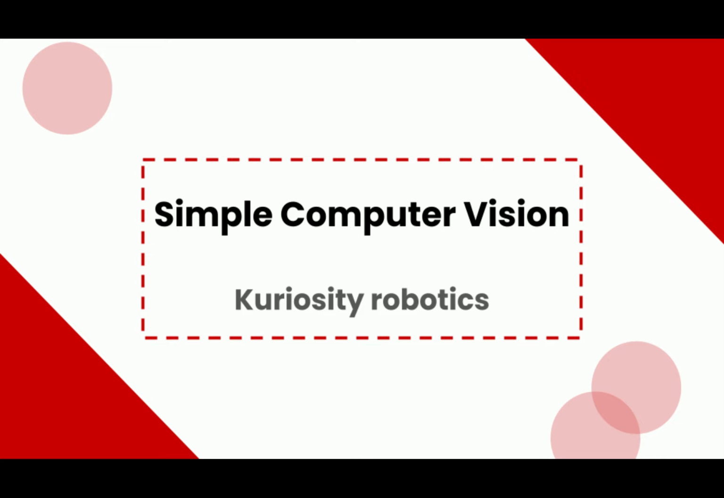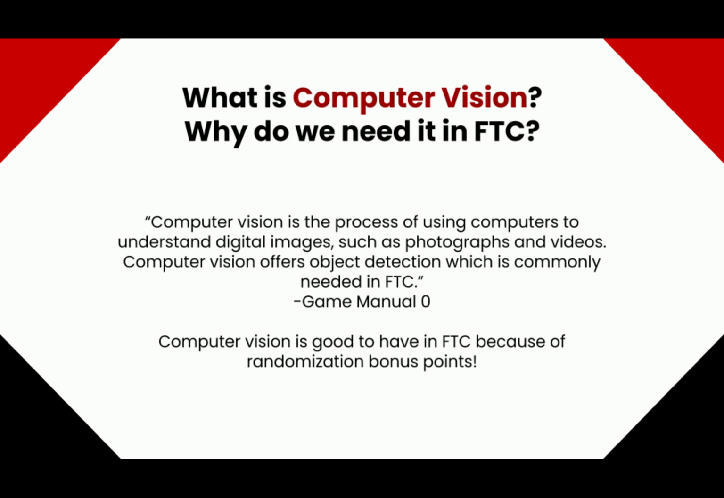This is the first video in our first ever YouTube software series, and today we're going to be talking about computer vision. So, what is computer vision and why is it important? Computer vision is simply using a computer to process and understand images and to do something with the information it gains. In FTC, the information can be used in various ways, but the most fundamental way of using CV is to help with randomized tasks. This year, for example, we have randomized parking spots at the end of auto for extra points.